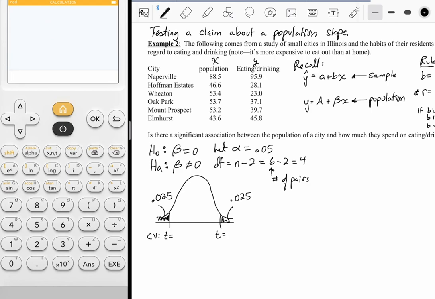Now, if you get jammed up and you forget the rules for degrees of freedom, the inference app computes that for you, right? So you'll look at it and say, wait, why is it 4 instead of 5? And you'll be like, oh, this is the one where you subtract 2.